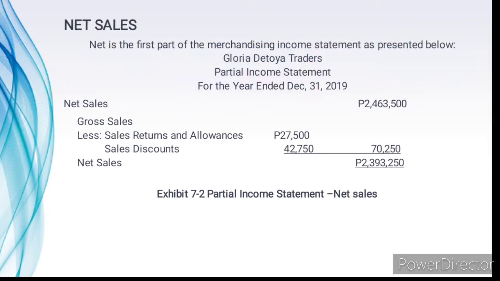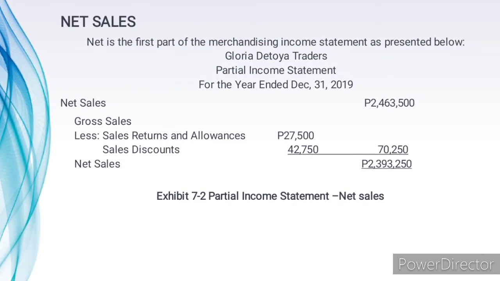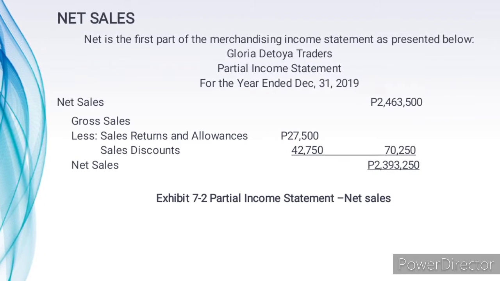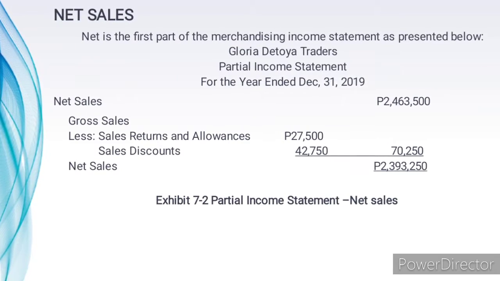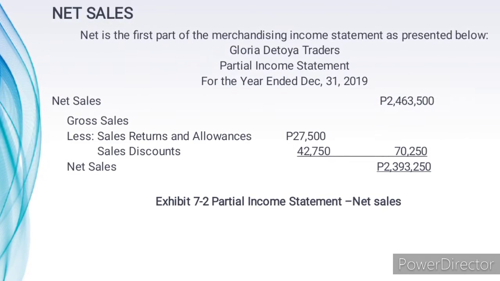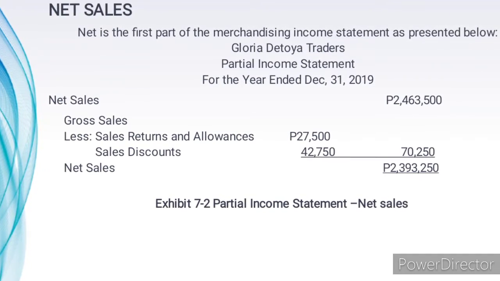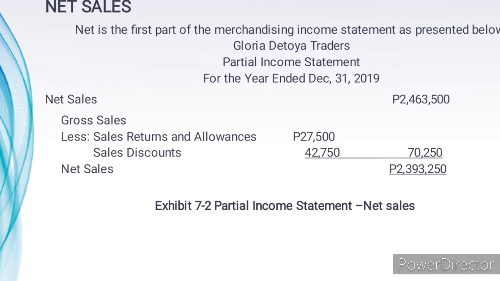For example, Gloria de Toya Traders partial income statement for the year ended December 31, 2019. Beginning net sales is 2,463,500 pesos, less sales returns and allowances of 27,500 pesos and sales discounts of 42,750 pesos.